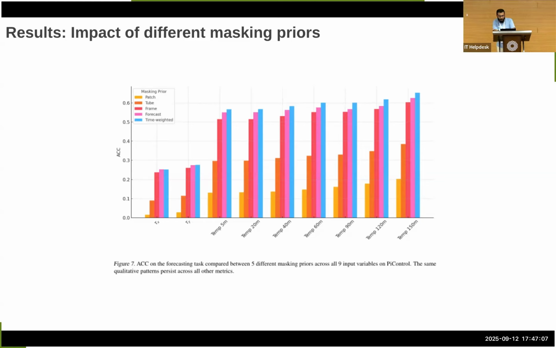Where is tau x and tau y here? Oh yeah, these are the wind stress. These are the wind stress. Those are the worst variables to predict, basically. Which is understandable, since they're quite stochastic.